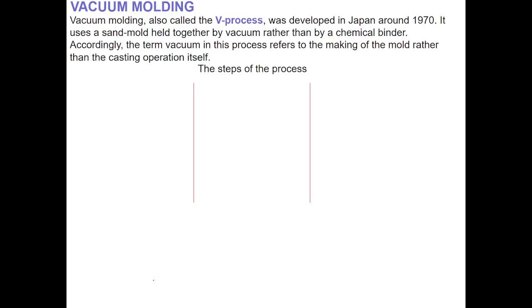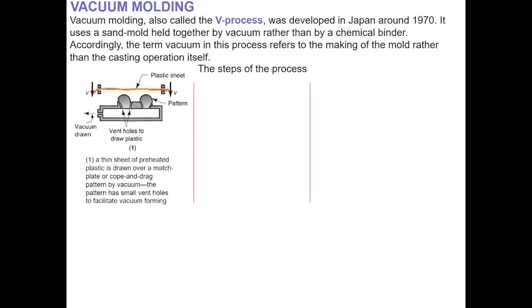Another casting method is called vacuum molding. In vacuum molding, we do not use binders, but we create a vacuum and we keep the vacuum throughout the casting process. This method, in the jargon, is called the V process and was developed in 1970 in Japan.